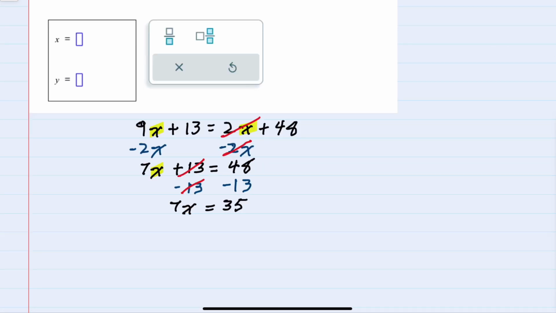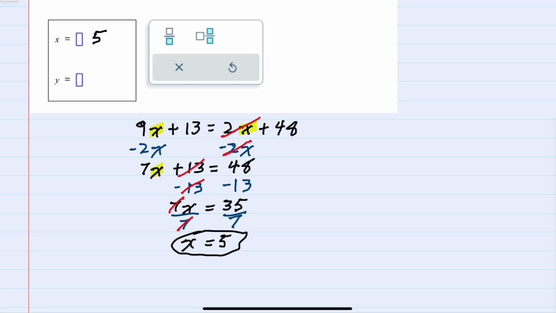Lastly, to solve for x, I need to undo multiplying by 7 by dividing by 7 on both sides. Canceling the 7's, I now have the x by itself. 35 divided by 7 is 5. So we have solved for x. x is equal to 5. And that takes care of the variable x.